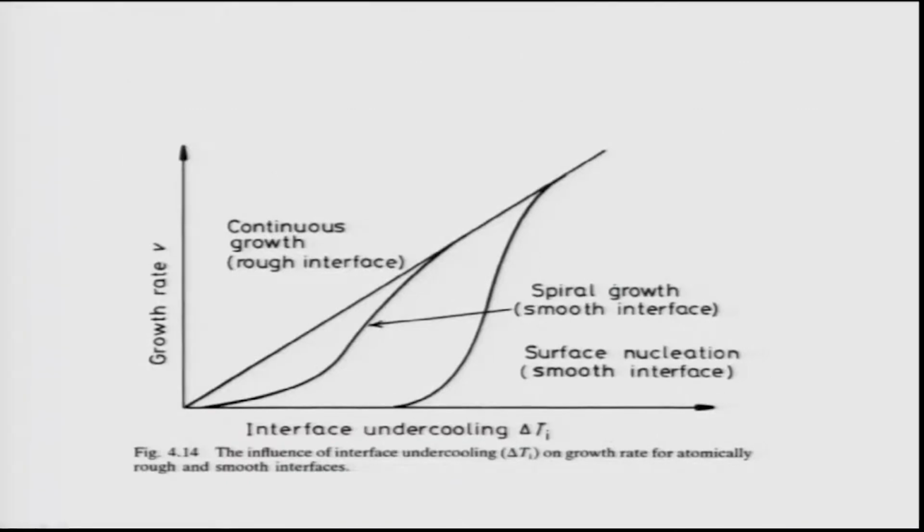the growth rate, and all this growth rate will be a function of undercooling. I am not doing the whole mathematics here, it is there in the book, or you can consider each of these cases. I have done it for continuous growth, where I have shown this is directly proportional to delta T.